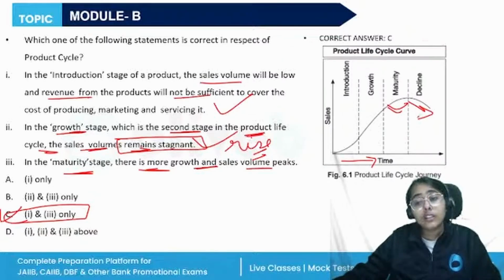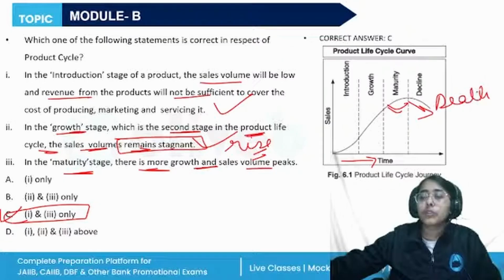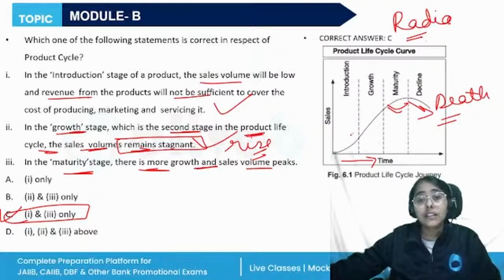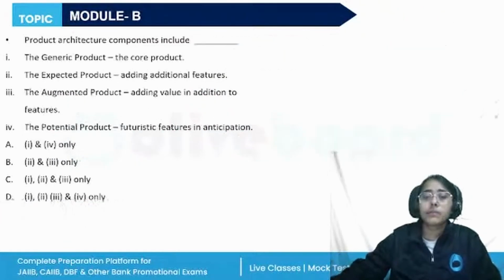The banks try to keep the product in the maturity stage for as long as possible. If they do not take steps, then it will lead to the death of the product. The best example of this is radio. When radio was introduced, it had low sales. Then the sales peaked. Customers understood radio is helpful for listening to news, shows, and updates. But then nothing new was done to the radio. Technology innovations like television, telephone and computers came in the market, and it led to the death of the product. All right. Next question.